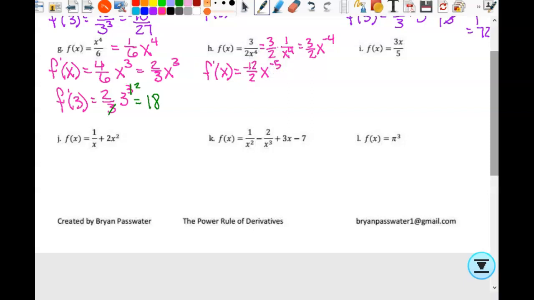-5. Good, because we're subtracting 1, right? So what's -12 divided by 2? Negative 6. And so this can become negative 6 over what? X to the 5th. Right? Or you can do it times.